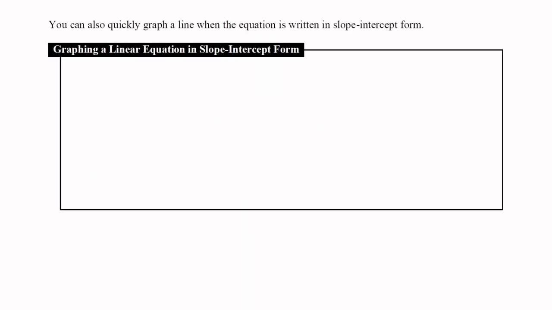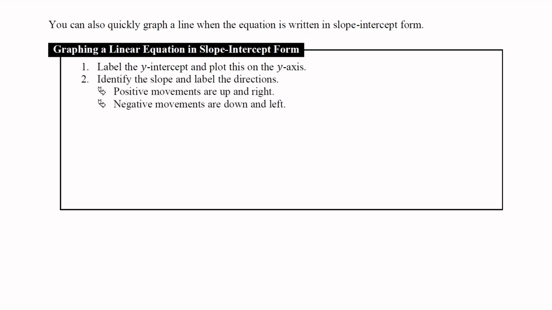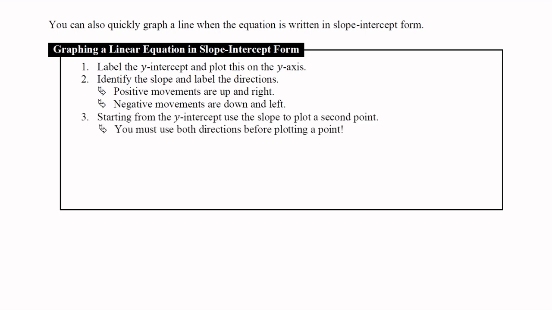You can also quickly graph a line when the equation is written in slope-intercept form. You'll label the y-intercept and plot this on the y-axis. Then you'll identify the slope and label the directions. Positive movements are up and right, negative movements are down and left. Starting from the y-intercept, use the slope to plot a second point. You must use both directions before plotting a point. You must move in the x and the y direction.